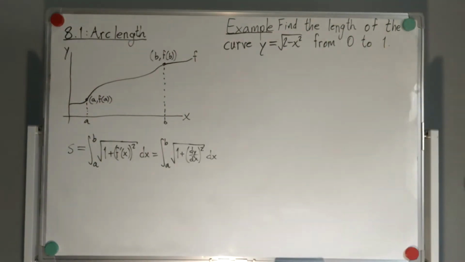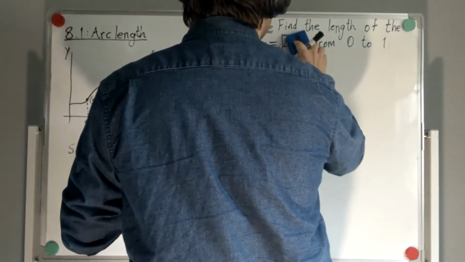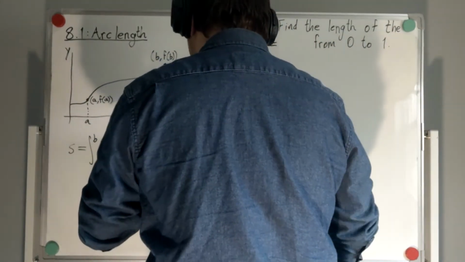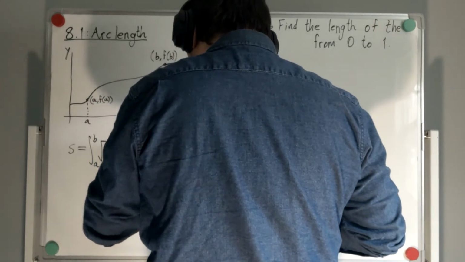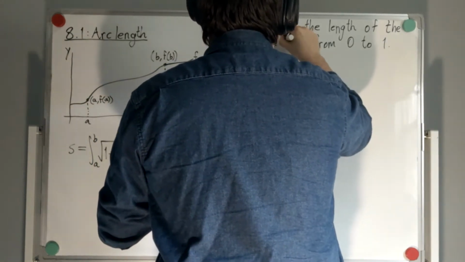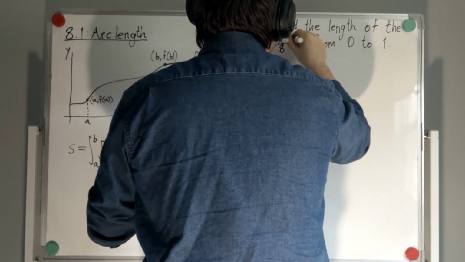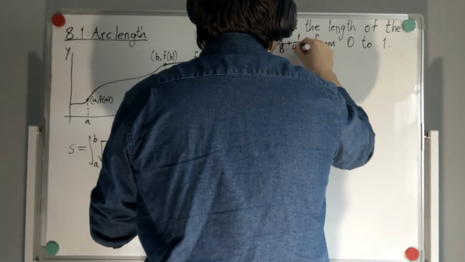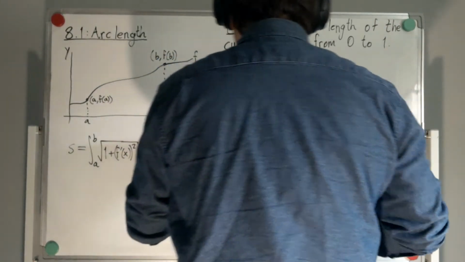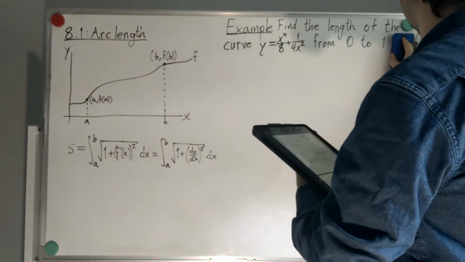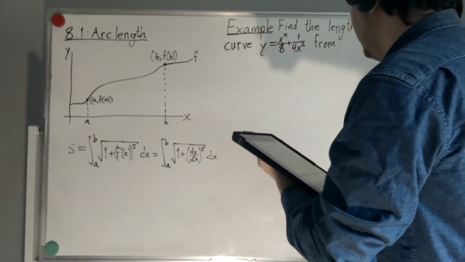Okay, let's do another example. This one will be y equals x to the 4th divided by 8 plus 1 over 4x squared. We're going to find the arc length from 1 to 2.